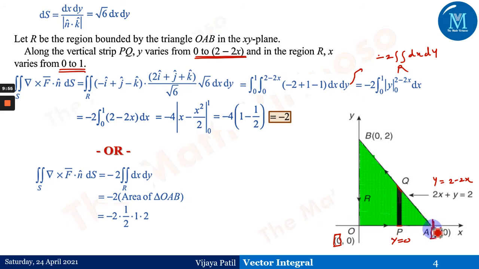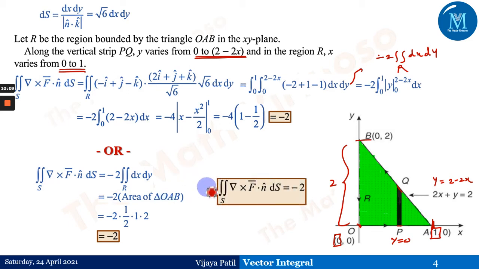If you observe this 1 unit here, 0 to 1, that is 1 unit here, and the height of this particular triangle is 2 units. That's the reason we have got the area of this triangle, so the value is minus 2. So we have got one side, that is the LHS, the double integral of del cross F bar dot n cap dS over the surface S is nothing but minus 2.